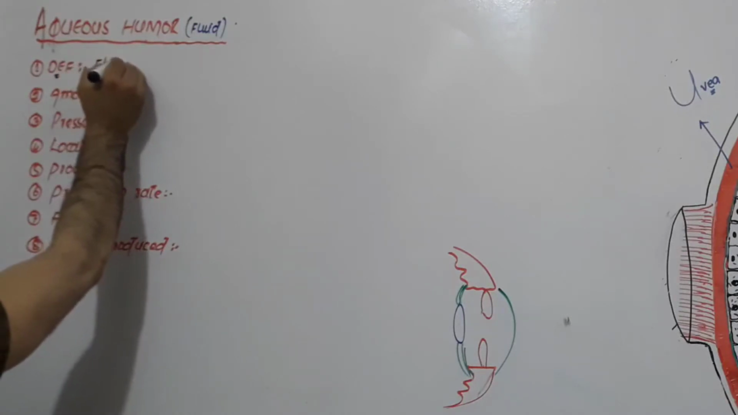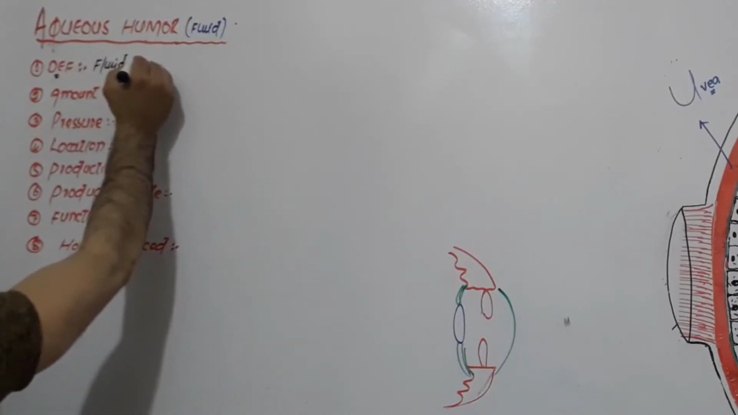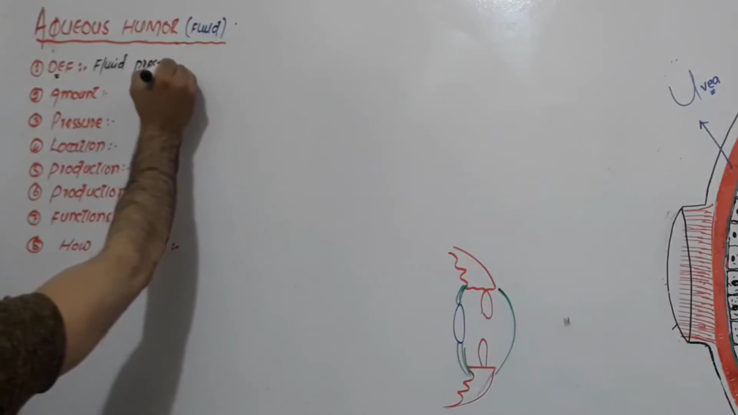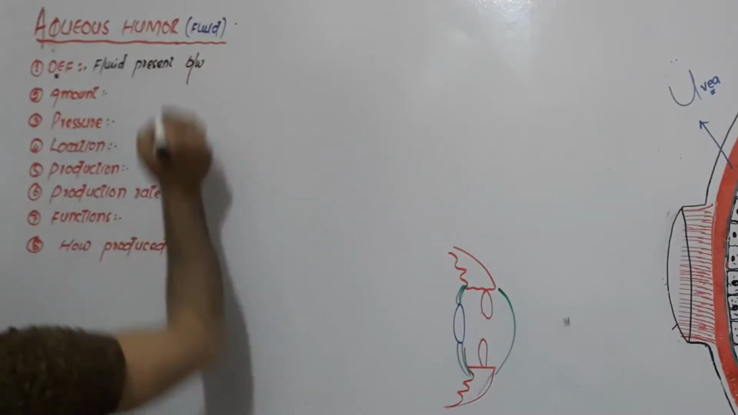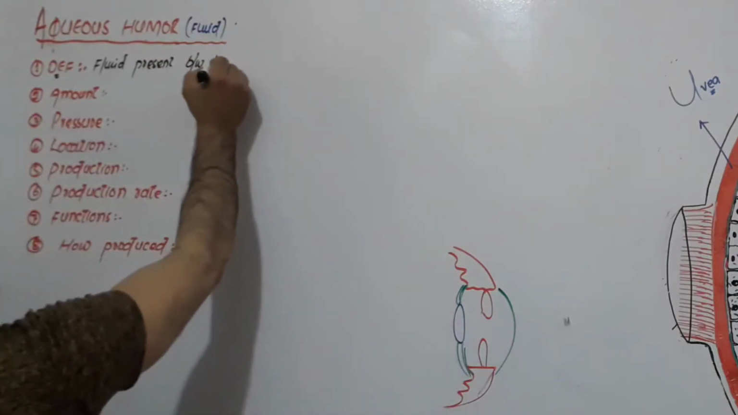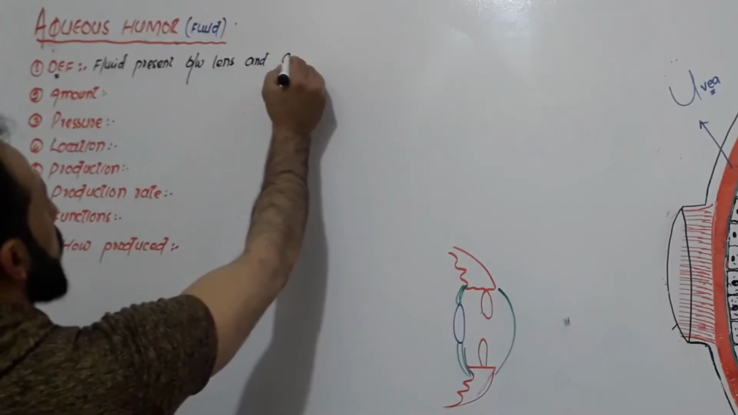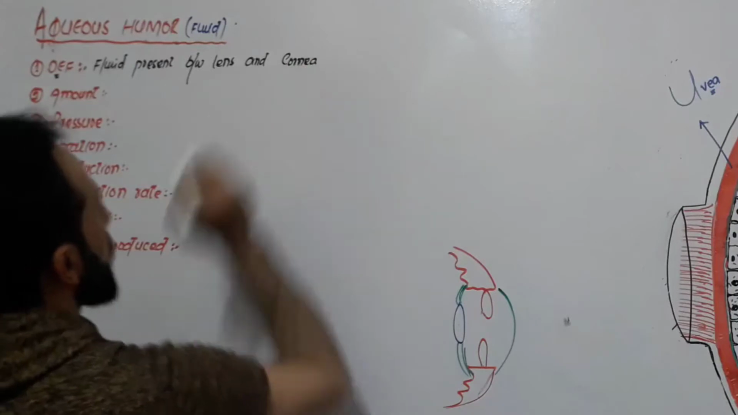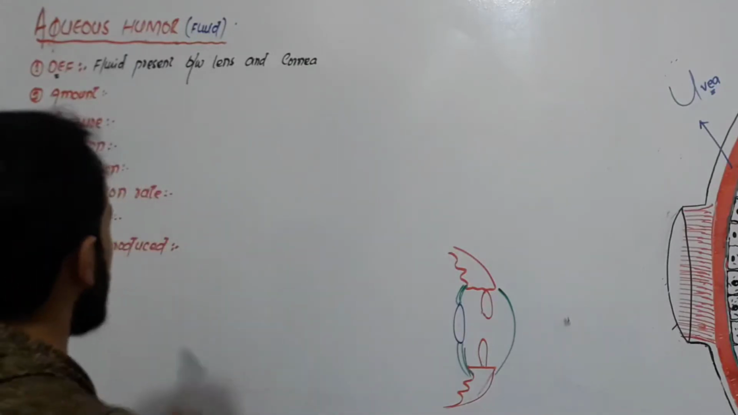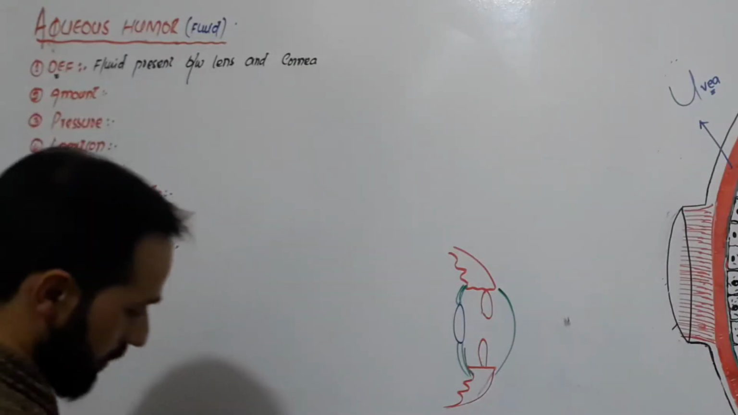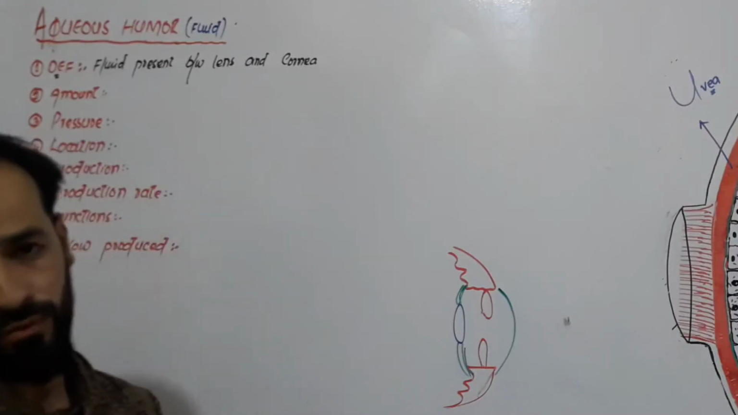what is aqueous fluid or aqueous humor? Fluid which is present between lens and cornea, right? It is a white fluid which is present between lens and cornea. Done. Then what is the amount of this fluid?